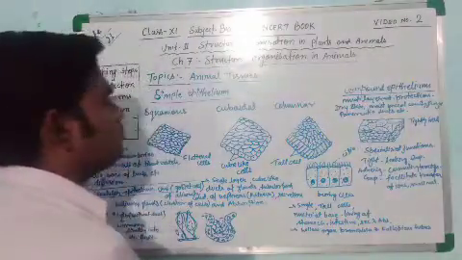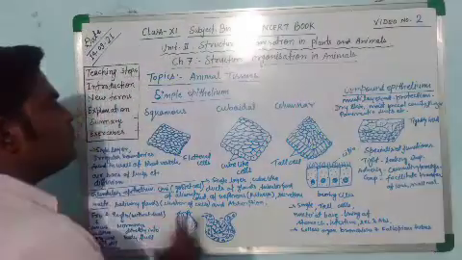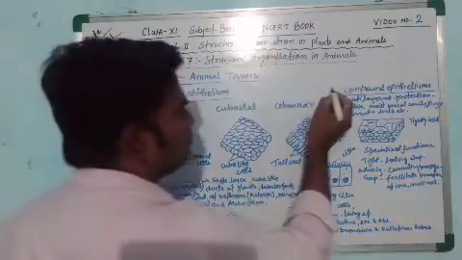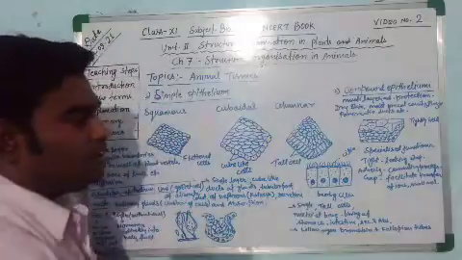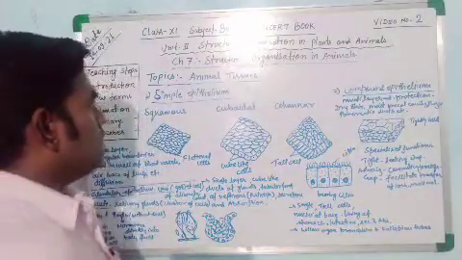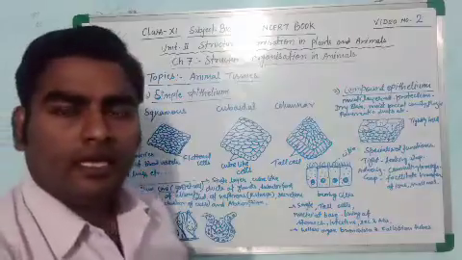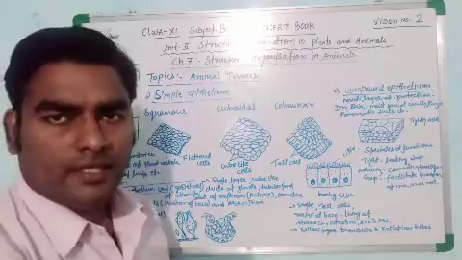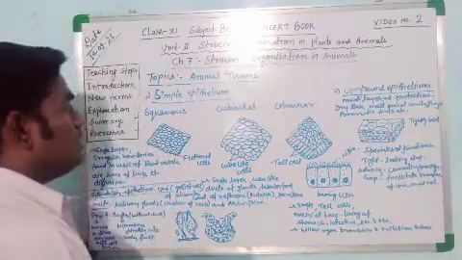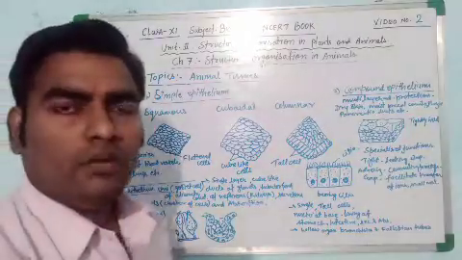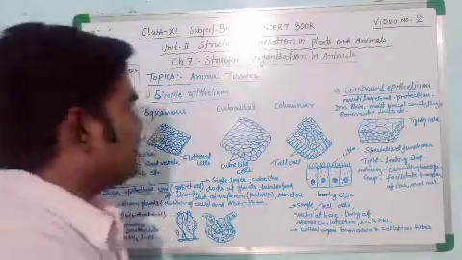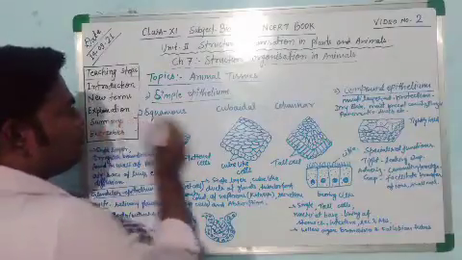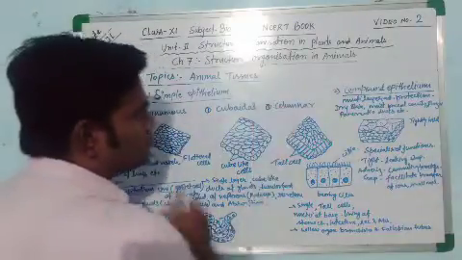The epithelial tissue is divided into two parts, simple epithelium and compound epithelium. The simple epithelium consists of single-layer cells, while the compound epithelium consists of multi-layered cells. On the basis of structural modification of cells, the simple epithelium is further divided into three types of tissue.